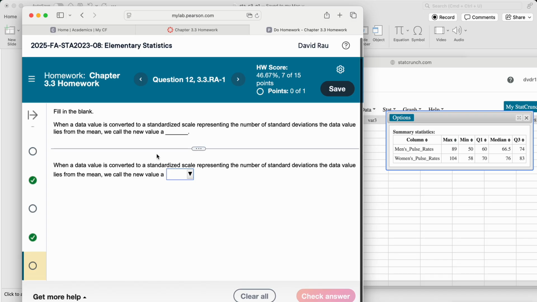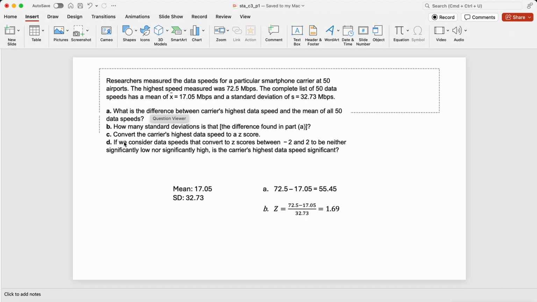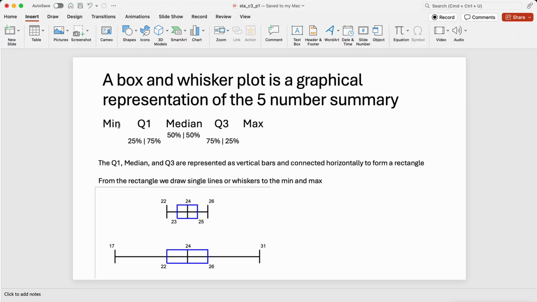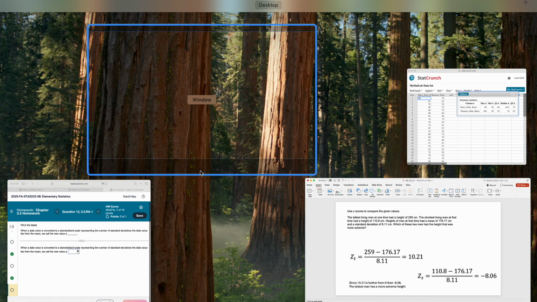All right. And then we get some review questions. But really your box plots are just your 5-number summary here. So your min, your Q1, median, Q3, and max. And again, the good news is that your StatCrunch tools give all of that for you for free.